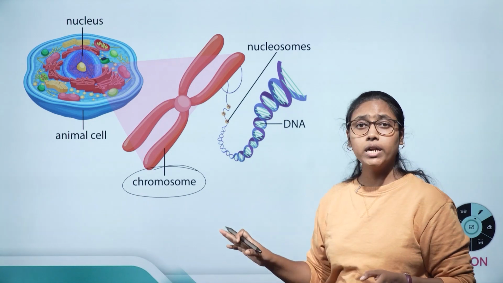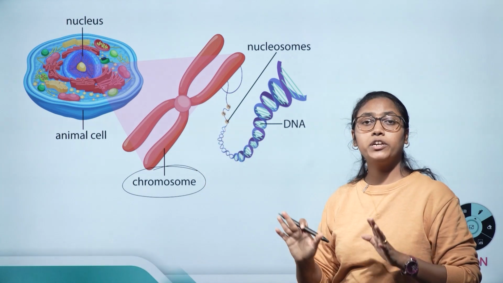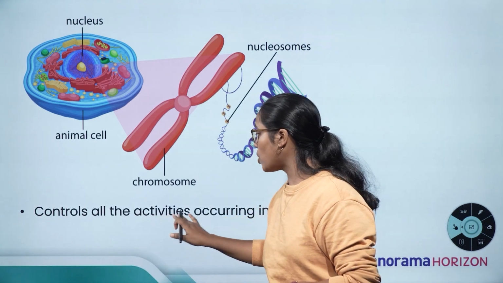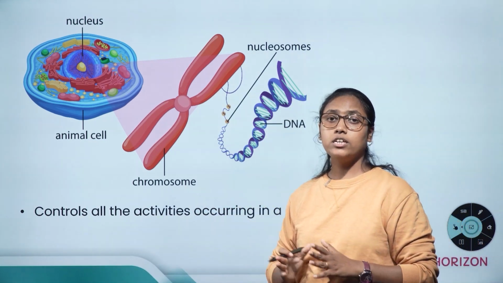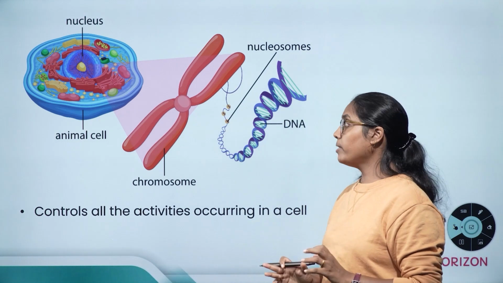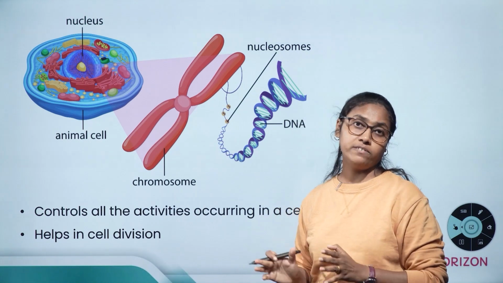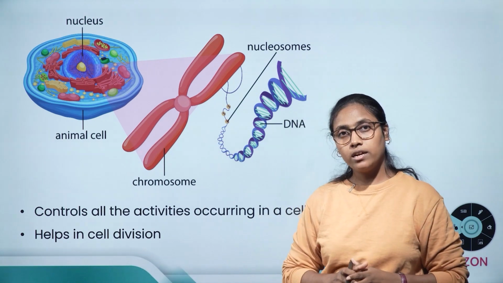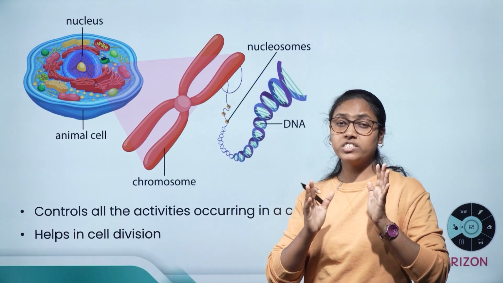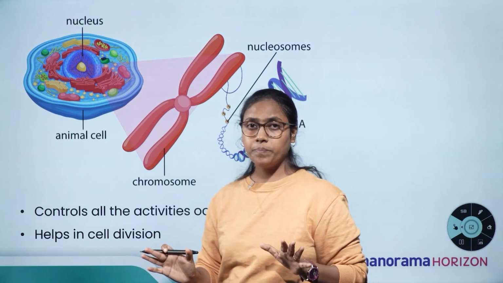So DNA are the ones who actually control everything, every activity, every metabolic activity of a cell. Now you can see here, it controls all the activity occurring in a cell. So nucleus controls all the activity occurring in a cell. Apart from that, nucleus does a very important function that is known as cell division. Nucleus helps in cell division. A cell can divide only because of the nucleus. So first the nucleus divides and then the cell divides, okay. So is it clear?